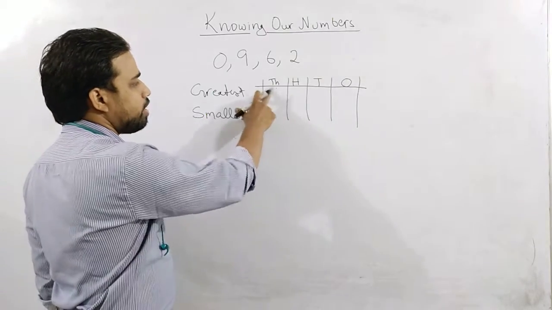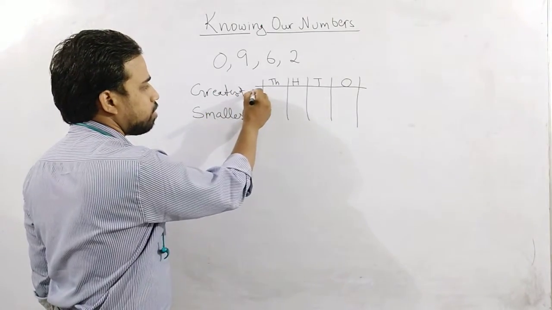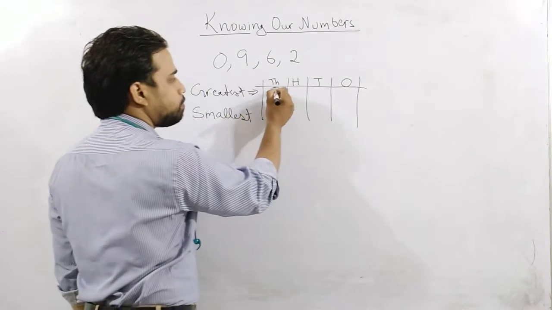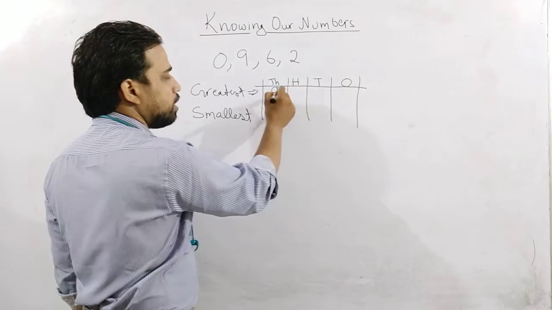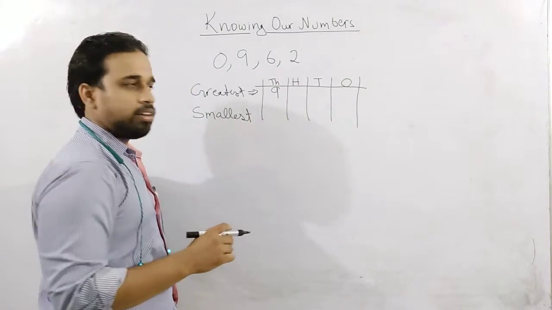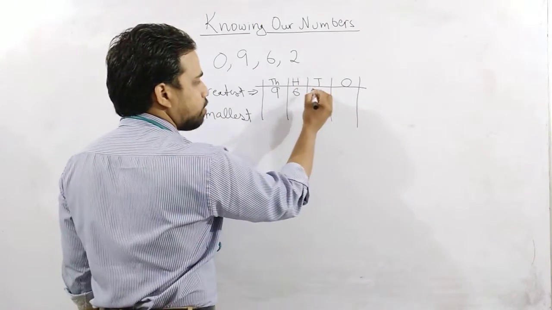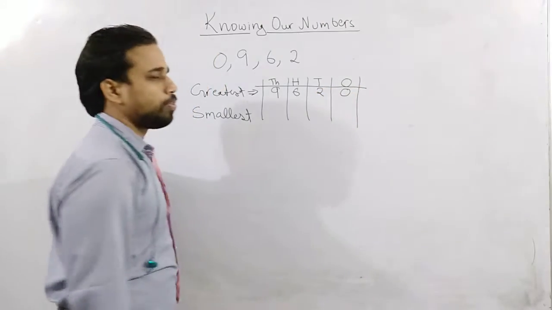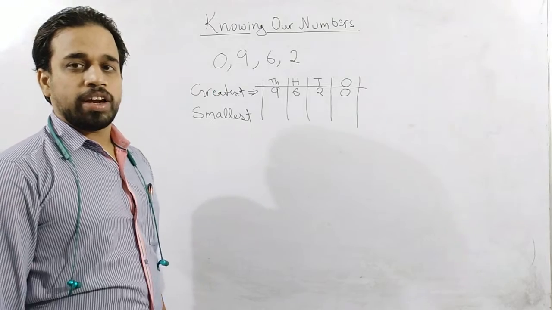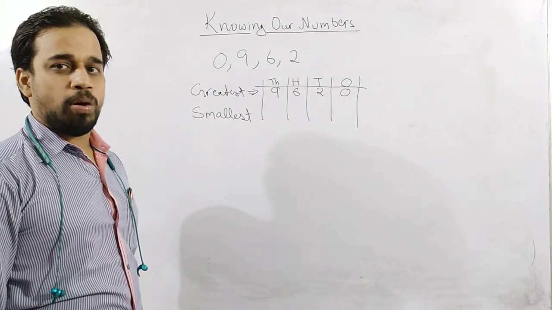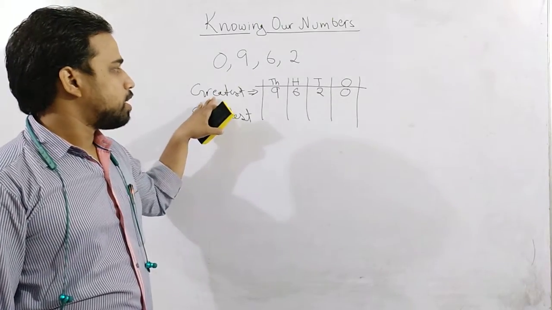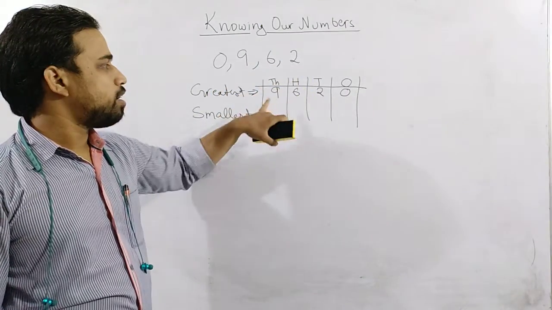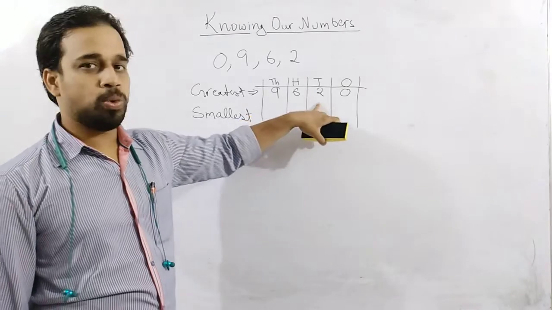So, if we have to make the greatest, which digit is the greatest of them all? 9. Now, which is smaller than 9? 6. After this, 2. And after this, 0. So the greatest number that could be formed from these 4 digits will be 9, 6, 2, 0.